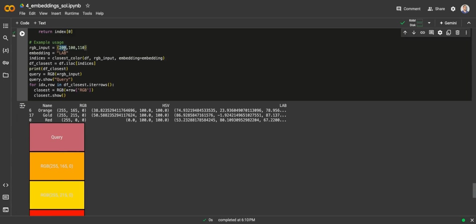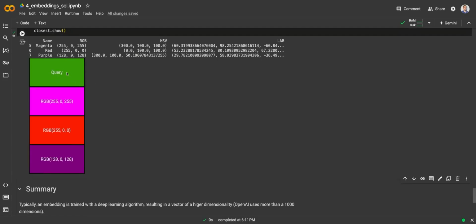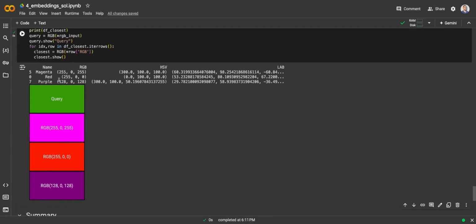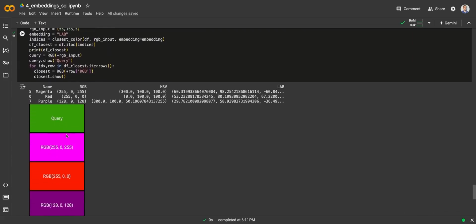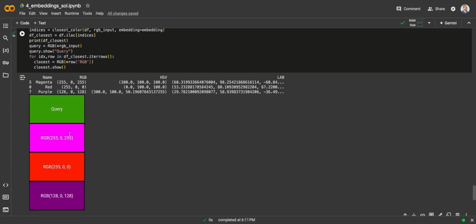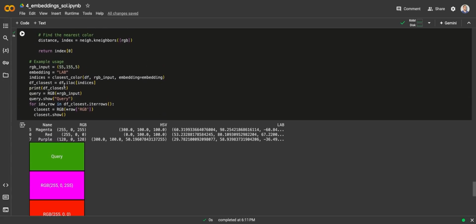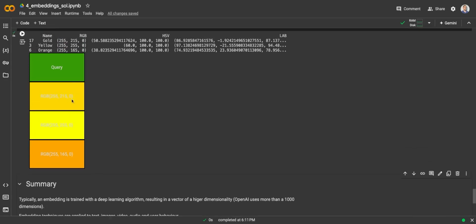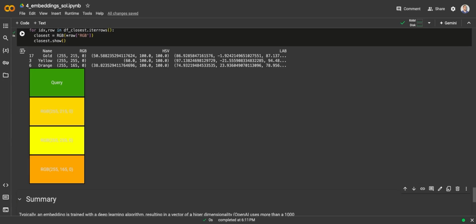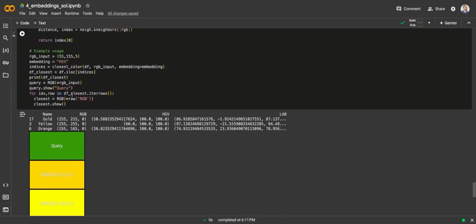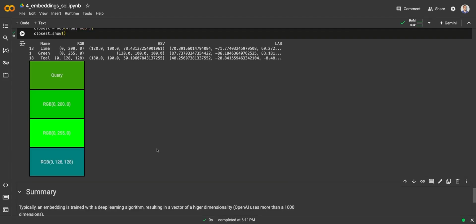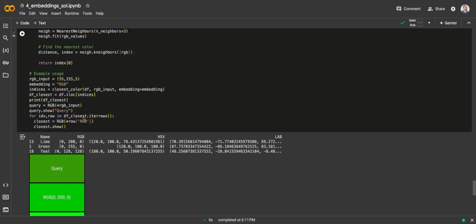Let's try a different example, choosing numbers at random here. Okay, so our query vector is green. Within the LAB embedding space, the closest neighbors are pink and purple, magenta, which is weird. Let's see the HSV embedding. That looks better. I guess that yellow is closer to green than pink. And in the RGB space, cool. So the RGB seems to make the most sense.